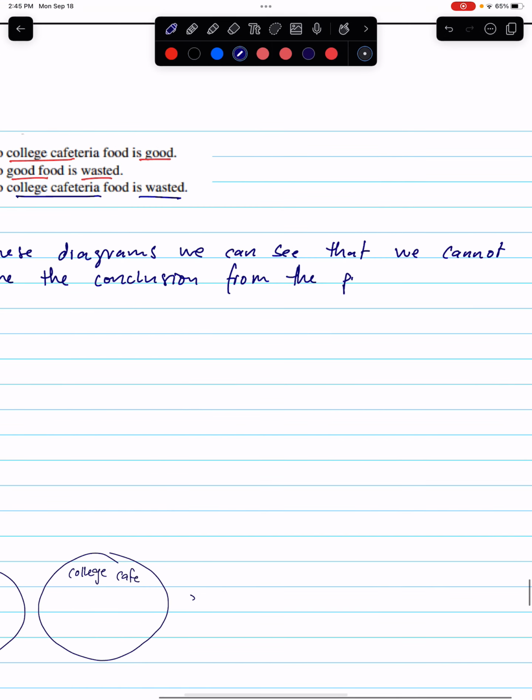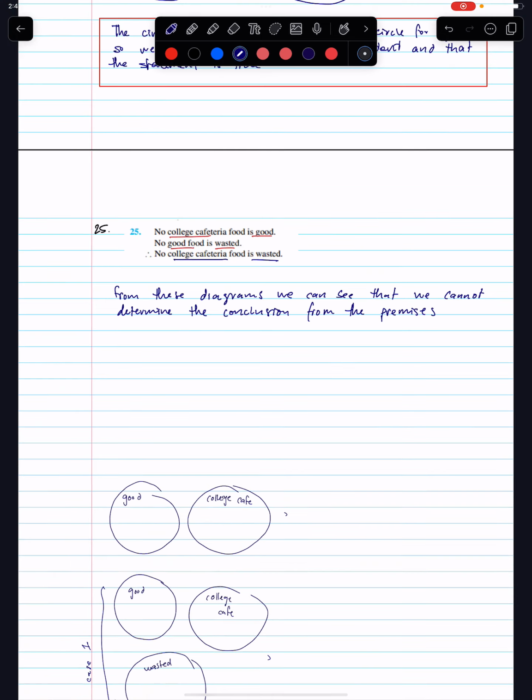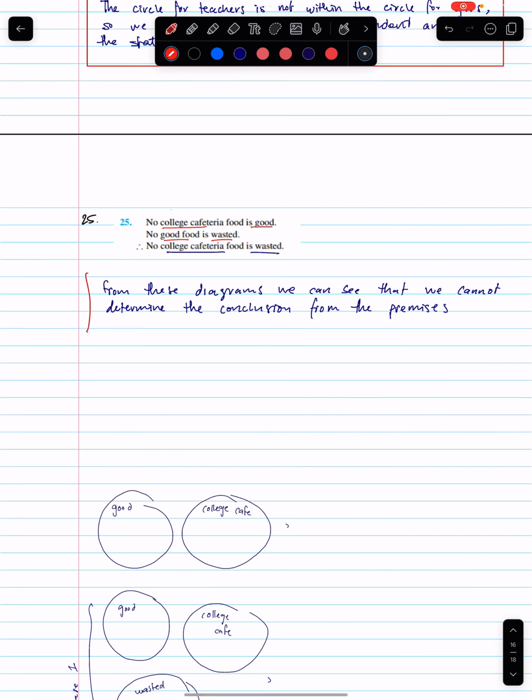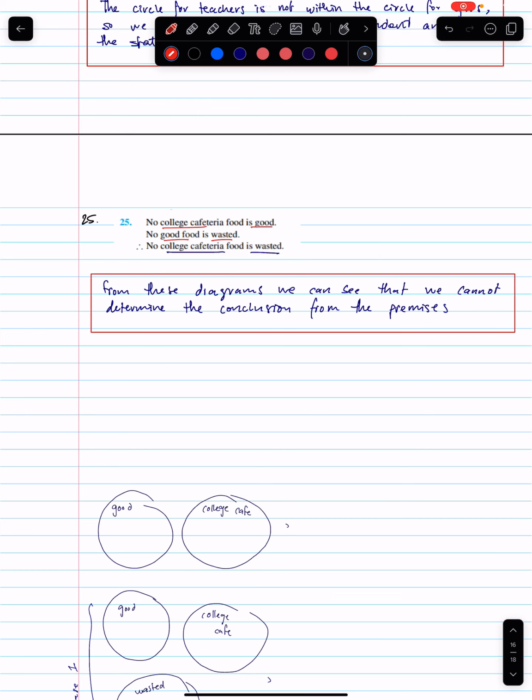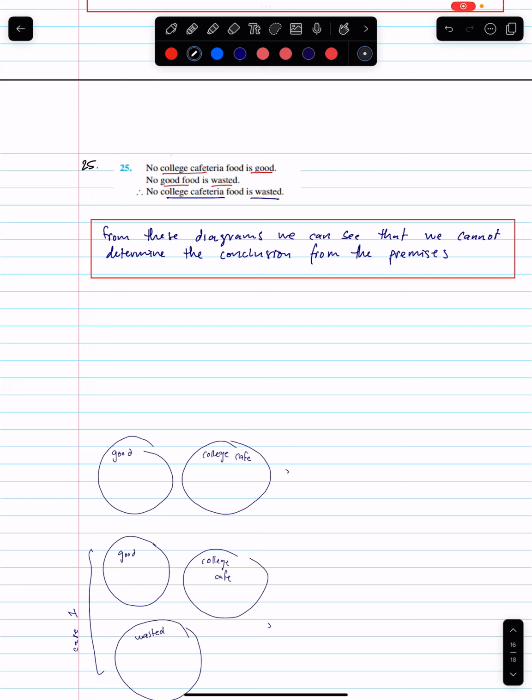This conclusion is only true some of the time. We can't fully say hands down that no college cafeteria food is wasted. We don't know. It's not something that we can determine for sure. Therefore, it's wrong. It's invalid. Alright, you should say this is invalid. So, this statement is invalid.